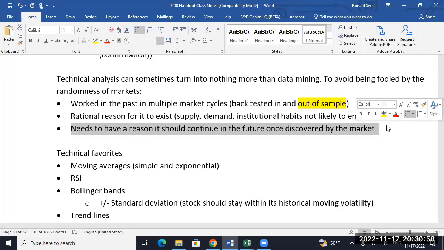So we used to have small caps outperform in January. People say, well, why is that? Why do small caps do well in January? Well, the rationale people came up with is in December, managers want the large companies everybody's talking about, so they stick them in the portfolio at year end. And then in January, they sell those and go out and buy the stocks they really want. Okay, that kind of makes sense.